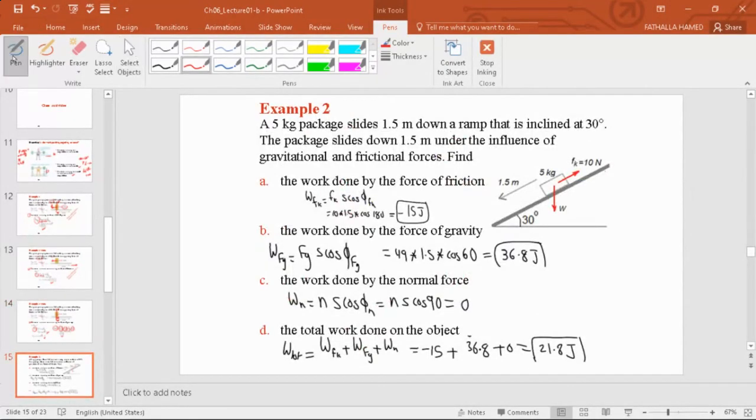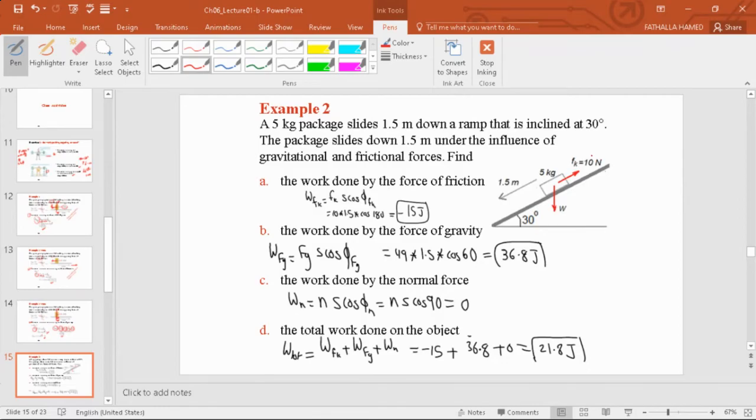Now let's look at another example. A 5 kilogram package slides 1.5 meters down a ramp that is inclined at 30 degrees. The package slides 1.5 meters under the influence of gravitational and frictional forces, and they ask you here to find the work done by the force of friction.